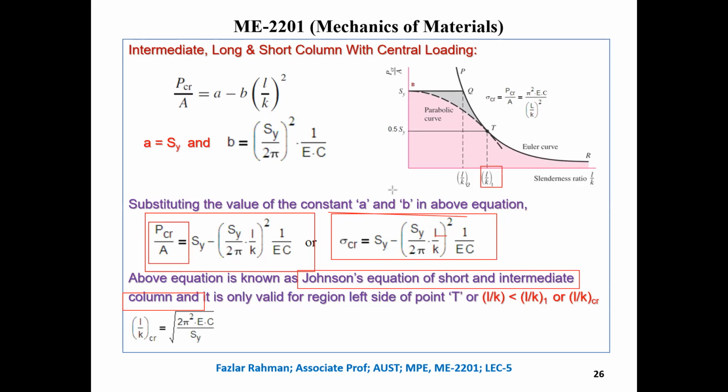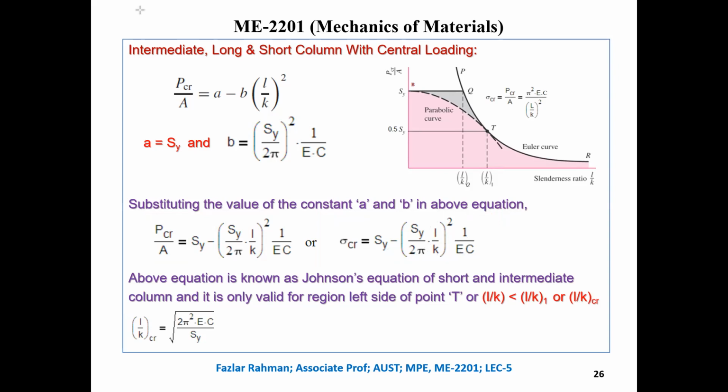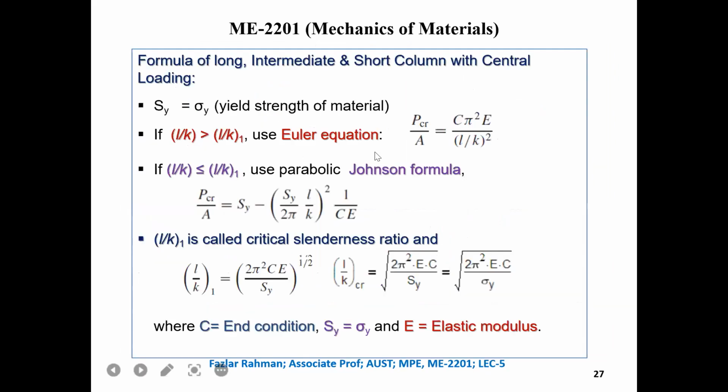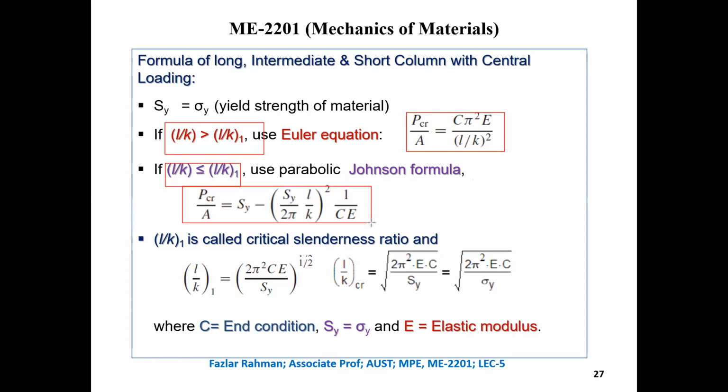So if you go to the next slide, I just summarize everything in this slide. If SY, that means sigma y, same thing. I put over here that if L by K is greater than L by K1, or greater than L by K critical, then you use this equation. If L by K is less than L by K1, then you use the parabolic Johnson formula. Then you use this equation. And how will you get the L by K value? This.